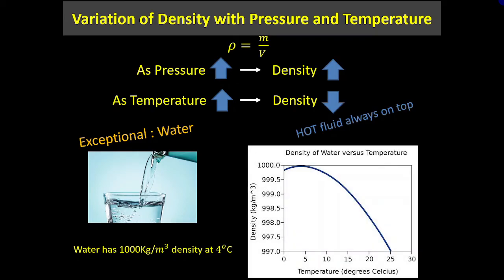So you can see this graph, it indicates the variation of density of water with respect to temperature. We can observe that as we increase the temperature from 0 degrees centigrade up to 4 degrees centigrade, its density goes on increasing. Density of water is maximum at 4 degrees centigrade, that is 1000 kg per meter cube. Beyond 4 degrees centigrade, if I increase the temperature of the water, its density goes on decreasing.